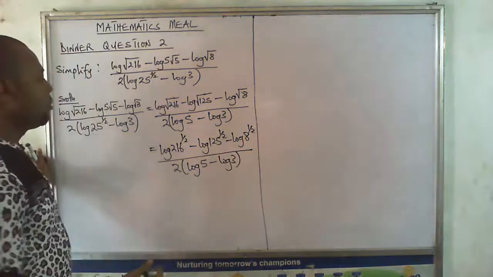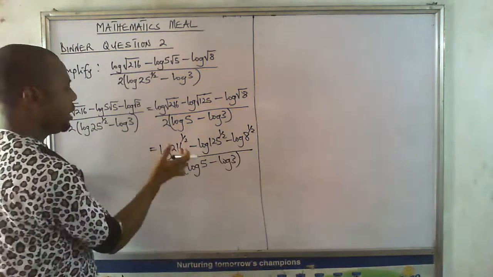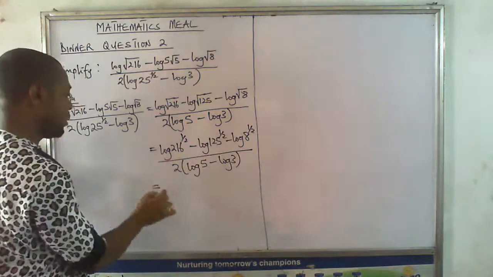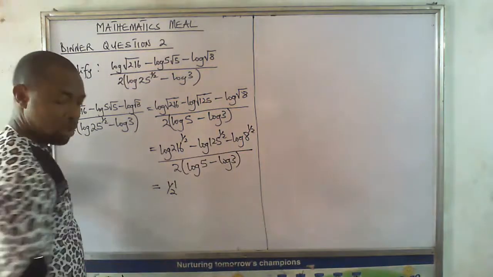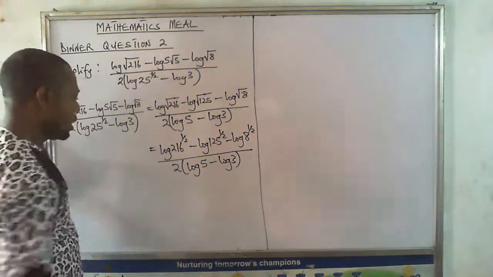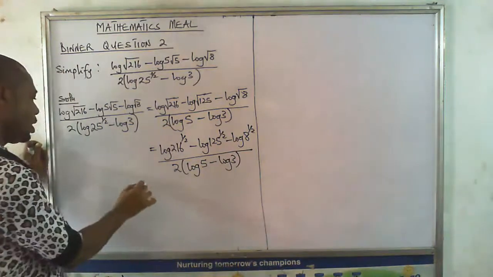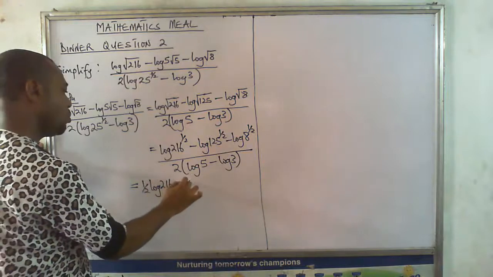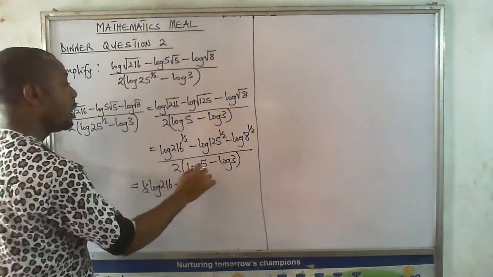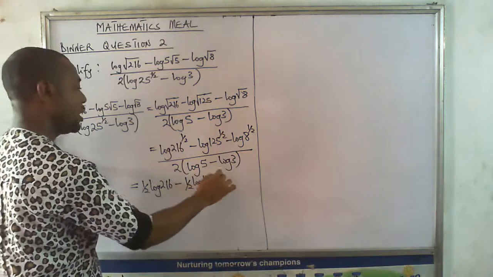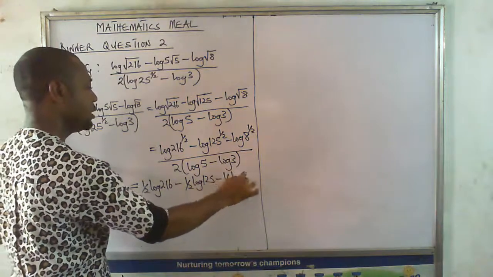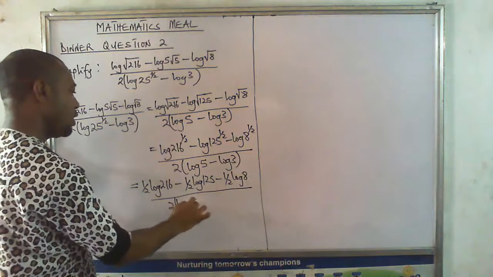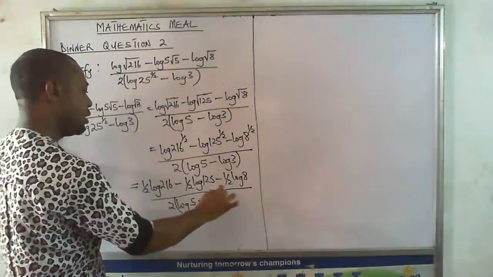Okay, we move on. Now the power of a number in a log is something as the coefficient, following the third law of logarithm. So I can write this as 1 over 2 log 216 minus 1 over 2 log 125 minus 1 over 2 log 8, divided by 2 log 5 minus log 3.